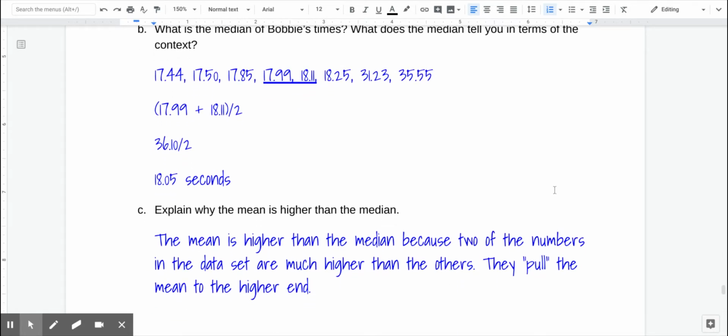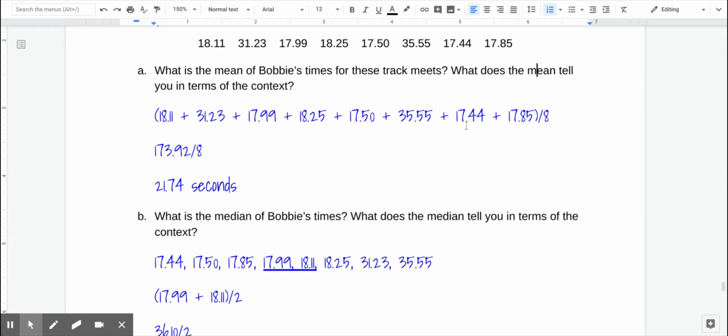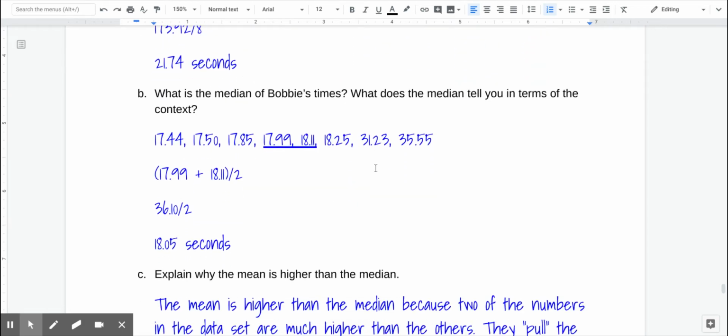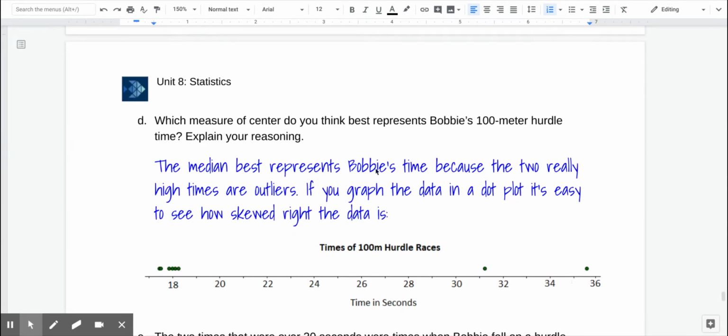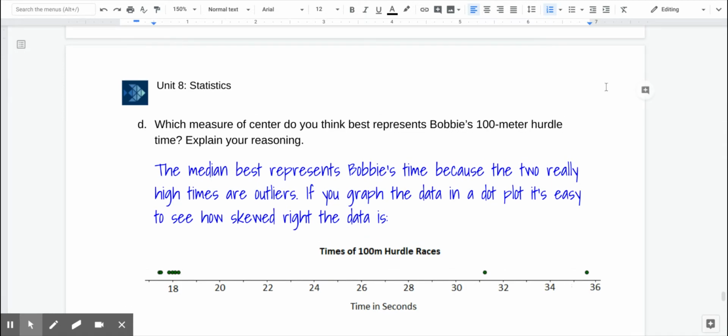And that's exactly the explanation here. The mean is higher than the median because 2 of those numbers are so much higher, these ones here, that they pull the mean to the higher end. Since I add up all the numbers and divide by 8, if all of my numbers were close to 18, then my answer would be pretty close to 18 also. But these 35 and 31 pull it higher. That's a lot easier to see if we take a look at the dot plot.